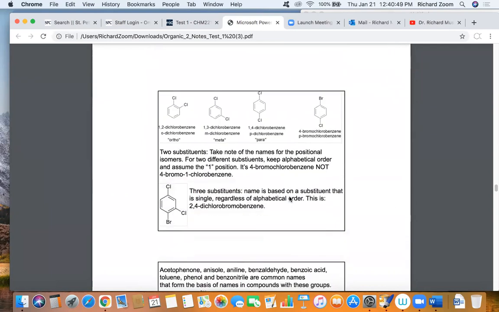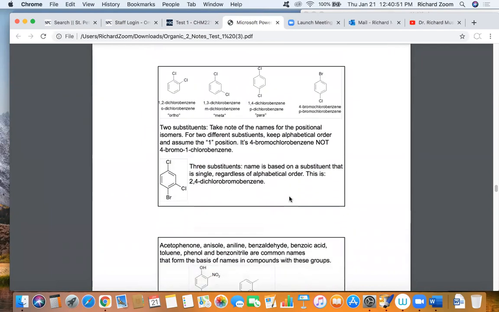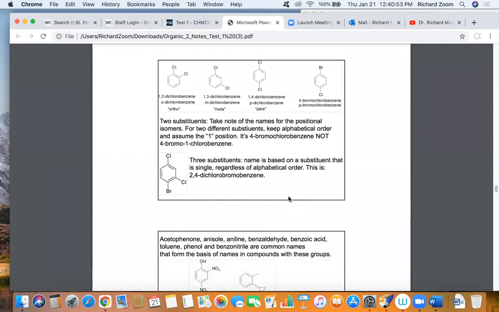Okay, let's talk about some of the nuances of naming of aromatic compounds. So when you've got two chlorines on a ring, there's actually three possible ways that those chlorines could be positioned. We can have the chlorines next to each other, which would make it ortho. We could have the chlorines one apart, that's called meta, and the chlorines two apart, at each end, that would be called para.